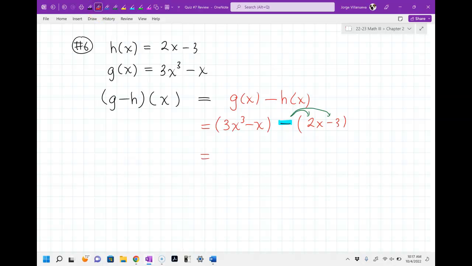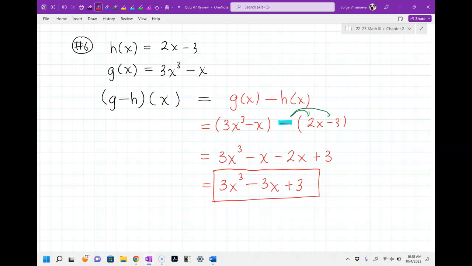So this becomes 3x cubed minus x minus 2x plus 3. After I distribute that negative, the signs change. Now you guys see those 2 like terms right in the middle? Negative x minus 2x. What does that become? Say it louder. What is negative x minus 2x? Negative 3x. So that's going to be 3x cubed minus 3x plus 3, and you're done.